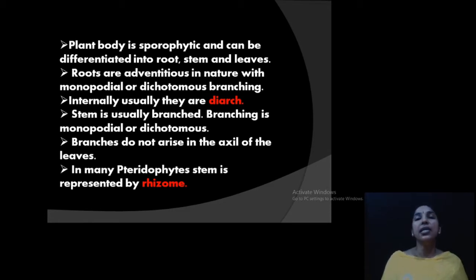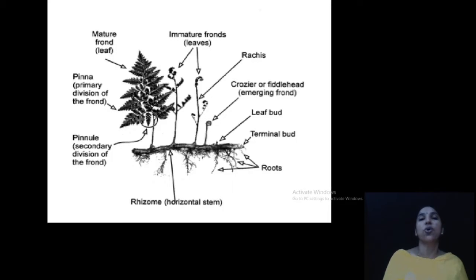Then internally, take an example of anatomy, they are diarch, two groups of xylem and phloem. And branches usually do not arise from the axil of the leaves. In most cases, some plants of pteridophytes have rhizomes, an underground stem known as a rhizome. See, this is an image showing all the parts well. These are the underground rhizome, from which aerial branches arise.